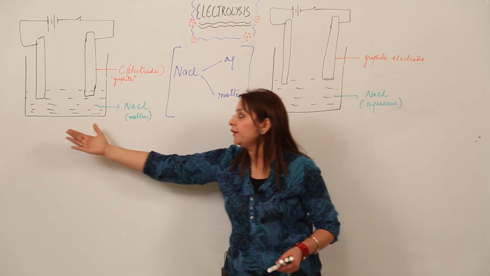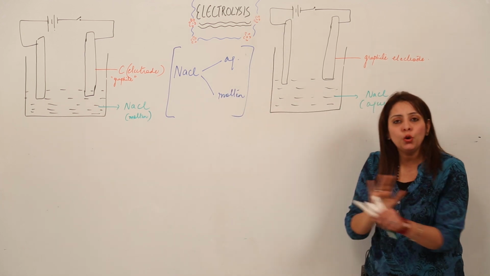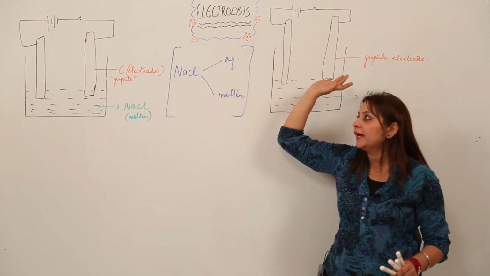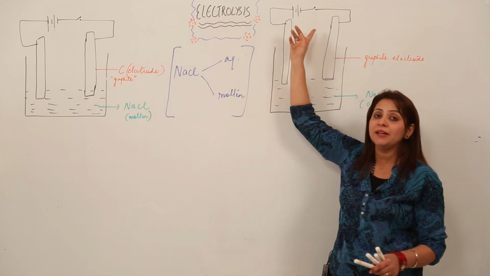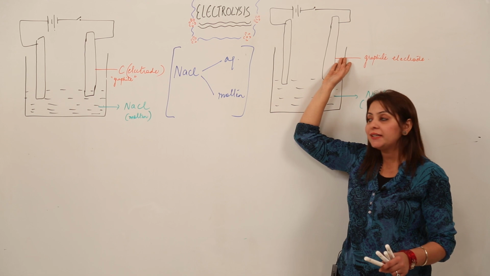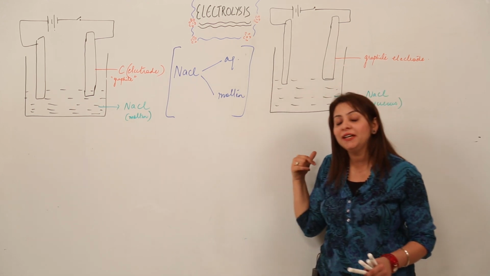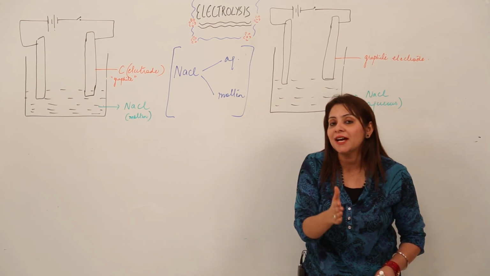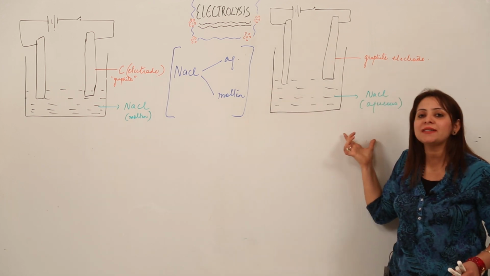See, I have two figures, one on this side and one on this side, right? There is no difference in the figure as such. There are electrodes, there is a battery, there is a key, even here is a key, and graphite electrodes, again graphite electrodes. The difference is that it has an electrolyte, and similarly it has an electrolyte, but it differs in the nature of the electrolyte. See, it is molten NaCl and it is aqueous NaCl.